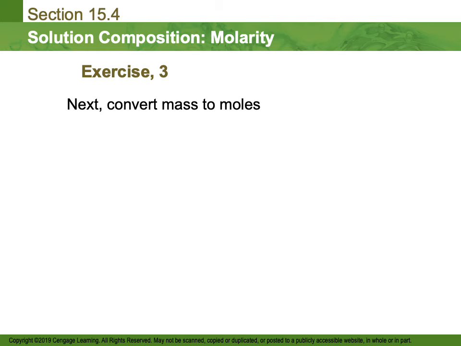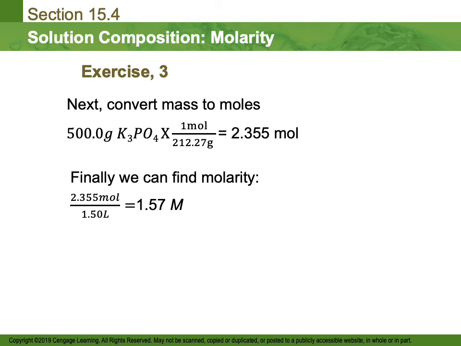The next step is to convert the mass of K3PO4 to moles. So once again, we have the starting mass of 500 and we have the molar mass of 1 mole equals 212.27 grams. So once again, grams divide away, and we end up with 2.355 moles of K3PO4. Now in this problem, we have 4 significant figures. But in the last step of this problem, we end up with 3. So don't worry too much about 3 versus 4.